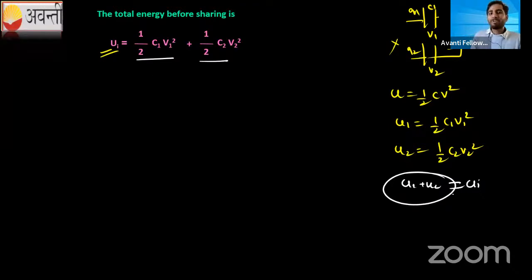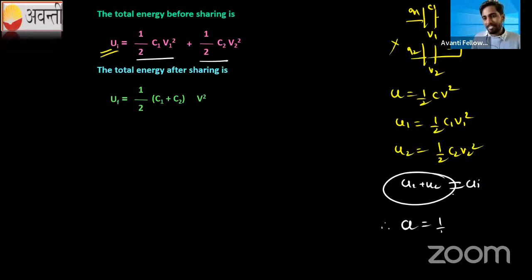Okay, we have to add both of these. This is the initial energy. Now after the energy is shared, the potential will be the same, right? Energy can be written as half C V square, the general one. After sharing, the equivalent capacitance can be written as C1 plus C2, but the potential will be the same between both. At that time no current flows in the circuit, so V square comes, correct na? This is the final energy.